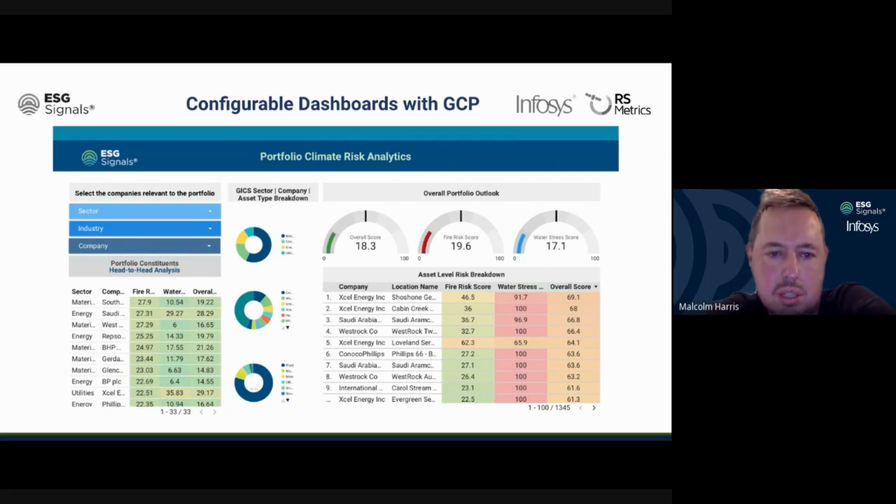Obviously, the use cases are multiple, but this is just one way to illustrate how a company or an investor might use this data to assess risk within their set of assets. And with that, I'll turn it over to Corey, because I know Corey has lots of really interesting stuff to share with us from his perspective.